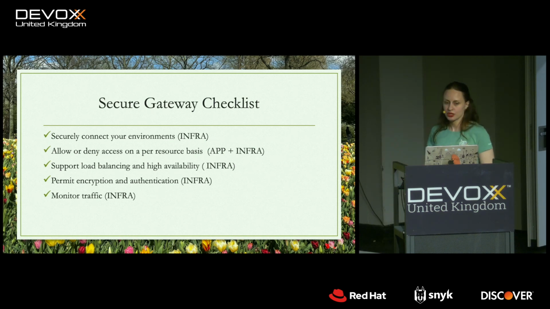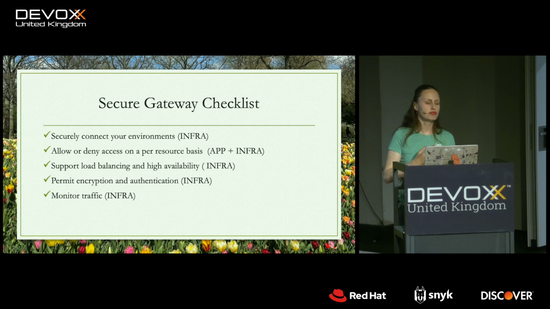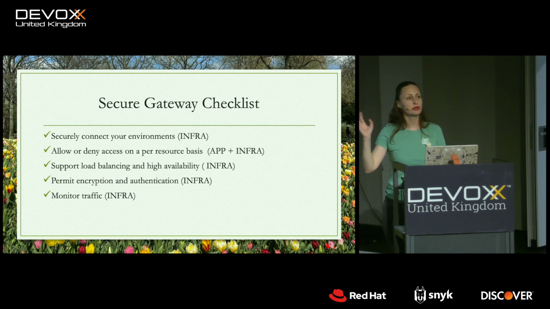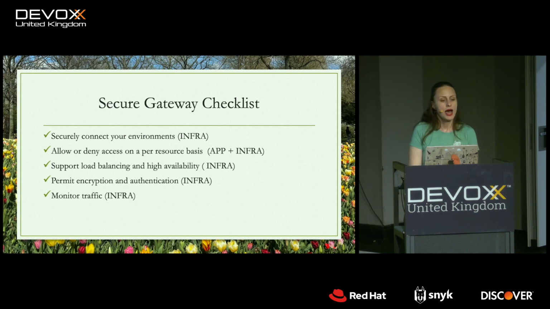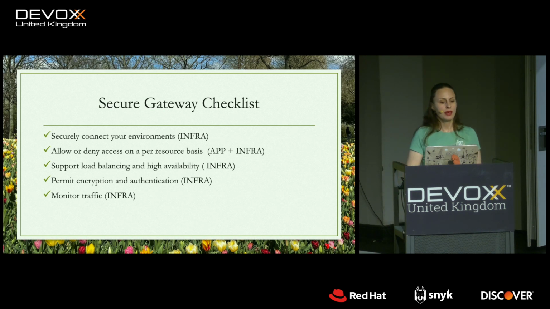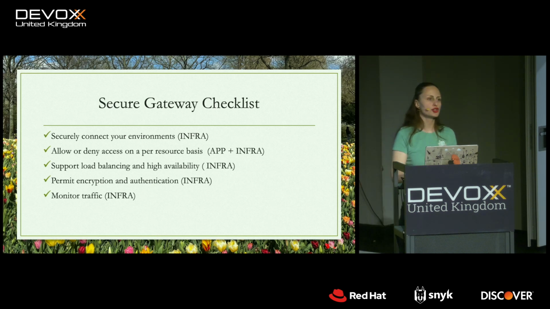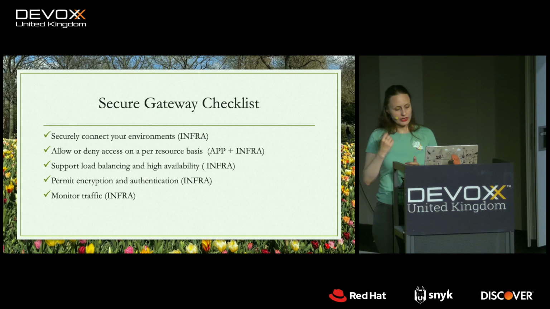So now let's look at this security gateway checklist in the final one. We can securely connect our environments, and we can do this at infrastructure level, and we are looking at overriding configurations at infrastructure level. We can allow or deny access on a per-resource basis, but not only at application level, we can do it at infrastructure level thanks to Kubernetes. Then we can support load balancing and high availability thanks to Istio. We can permit encryption and authentication mostly at infrastructure level, because we're using Cert Manager to rotate our certificates and to make sure that they're perfectly fine. And we can monitor traffic again thanks to Istio.